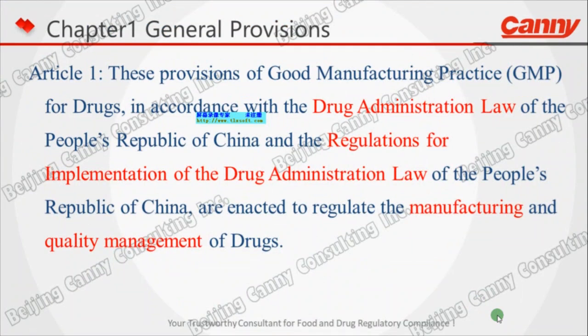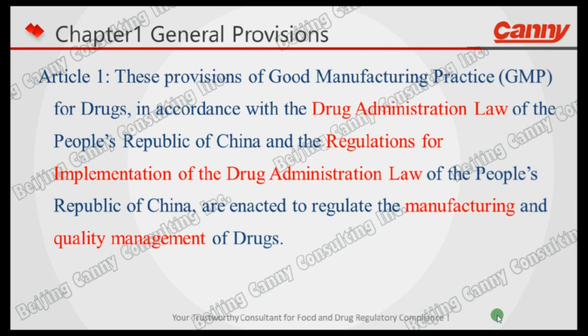First, let's go to the general provisions. The provisions of good manufacturing practice for drugs in accordance with Drug Administration Law of the People's Republic of China and the regulation for implementation of the Drug Administration Law of the People's Republic of China are enacted to regulate the manufacturing and the quality management of drugs. Okay, this is the basic principle.